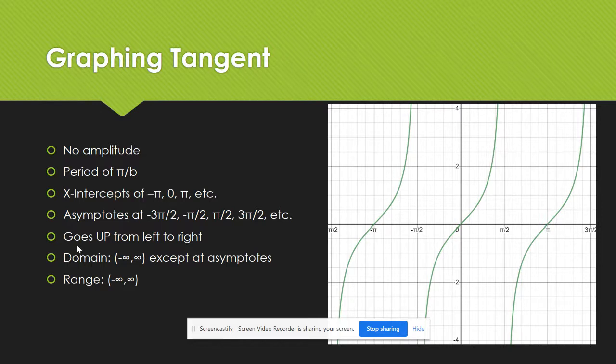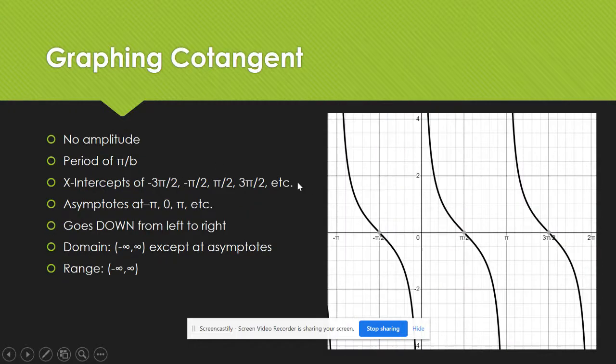Cotangent is going to look pretty similar to tangent, except everything's opposites. Instead of having points on the pi's, you're going to have asymptotes on the pi's. And instead of having asymptotes on the pi over 2's, you have points there. And instead of going up, your graph goes down. So everything's opposite for cotangent. But again, no amplitude. Period is going to be pi over b. And then just your x-intercepts and your asymptotes are different.